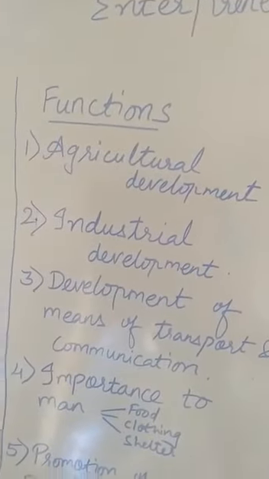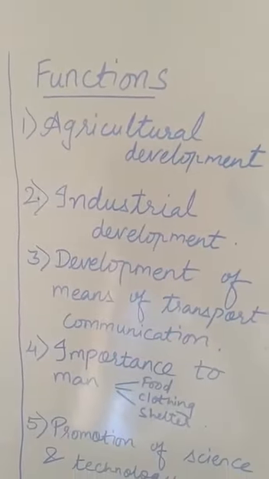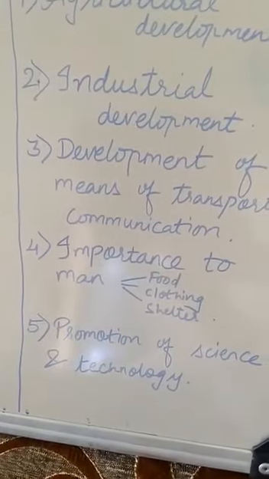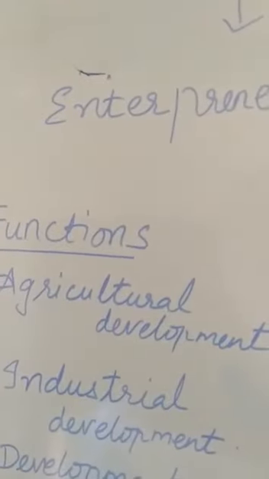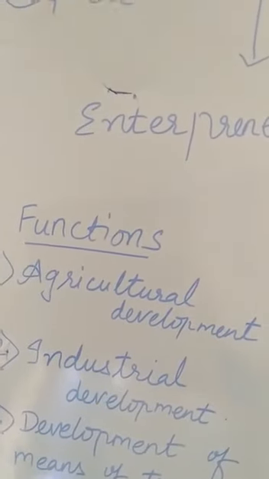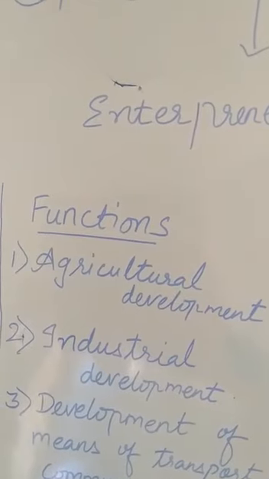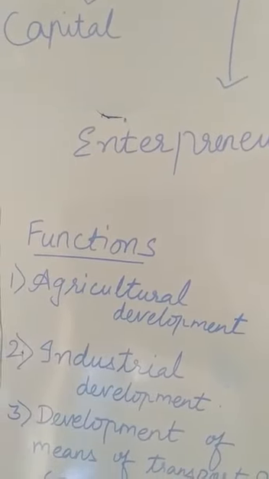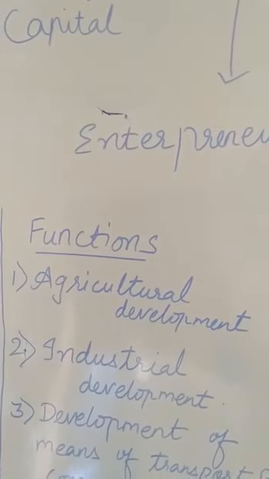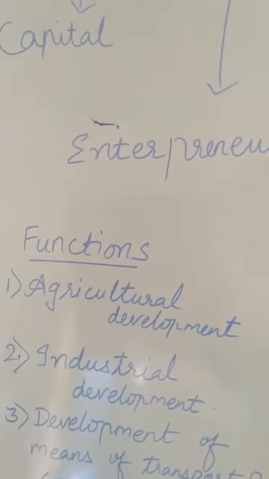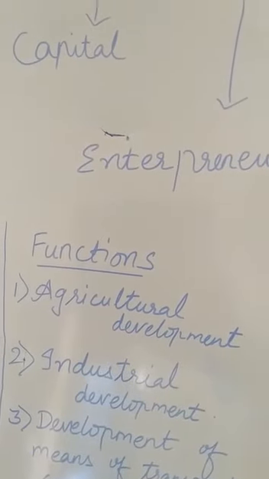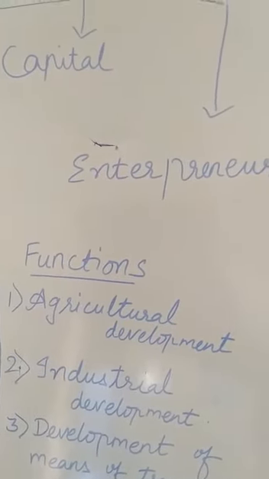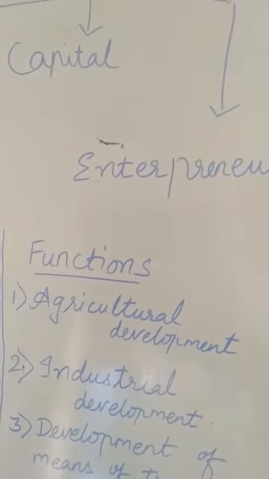So these are the main functions of the land, that is agricultural development, industrial development, development of means of transport and communication, importance to man, then promotion of science and technology. Now we will discuss the first function, that is agricultural development. The main function of land is it helps in the agricultural development of a country. The more fertile land we have, the higher is the productivity per hectare of land, and so it helps in agricultural development, followed by other things, that is, if we get proper irrigation facilities, pesticides, insecticides, and all modern methods of agriculture, we can develop soon in terms of agriculture.